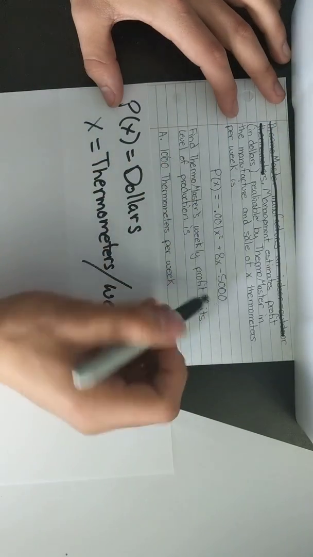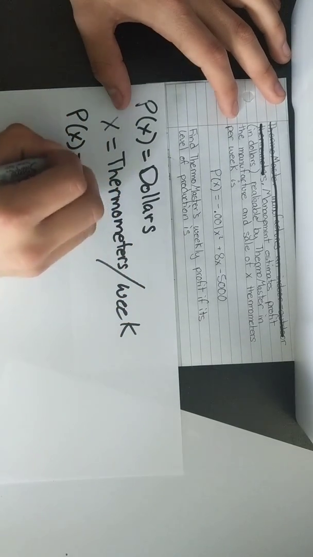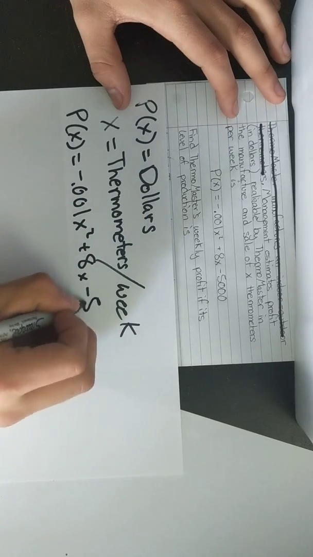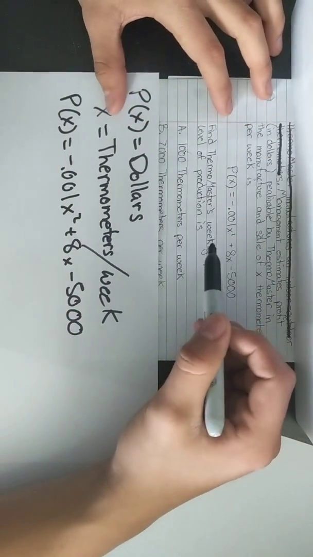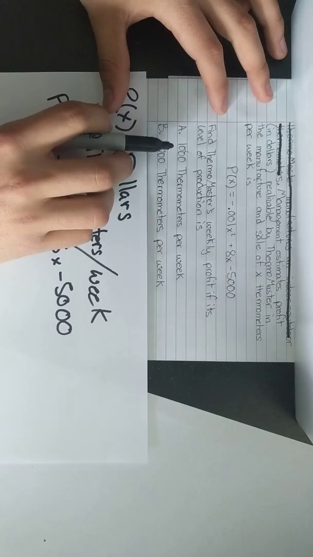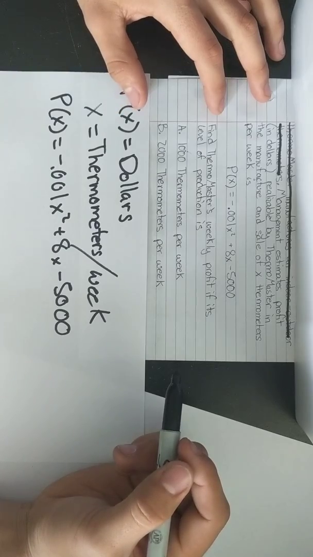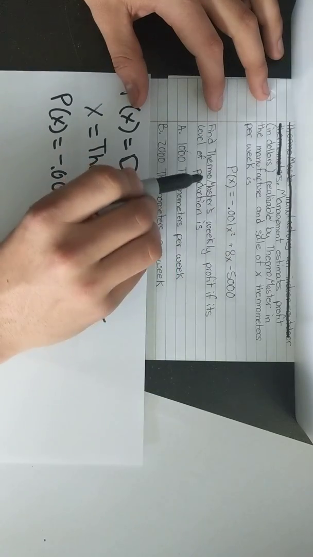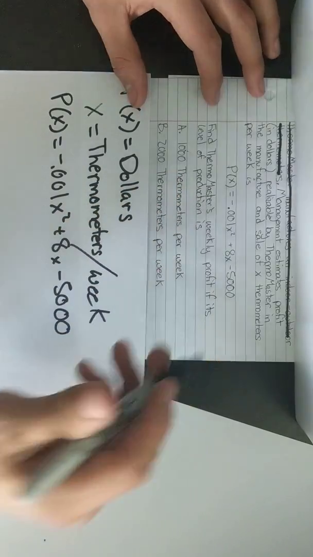This is our function, right? So that's also very important. I'm just going to write down: P(x) equals negative 0.001x squared plus 8x minus 5,000. Right, so now we're getting to the really good stuff. It's basically asking us for 1,000 thermometers per week and 2,000 thermometers per week. We need to find that, right? So we basically have to plug this in for x, right? So it wants to know the profit. So we know profit is a function of x, right?